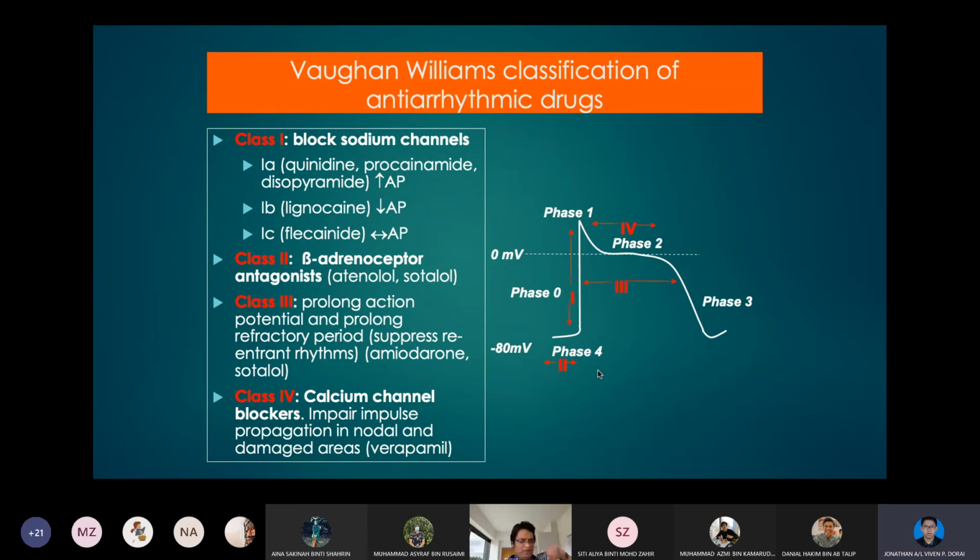What is the refractory period? A period where another action potential cannot be generated. What is the refractory period? Relative or absolute, doctor? Which one? You don't know what the refractory period is.